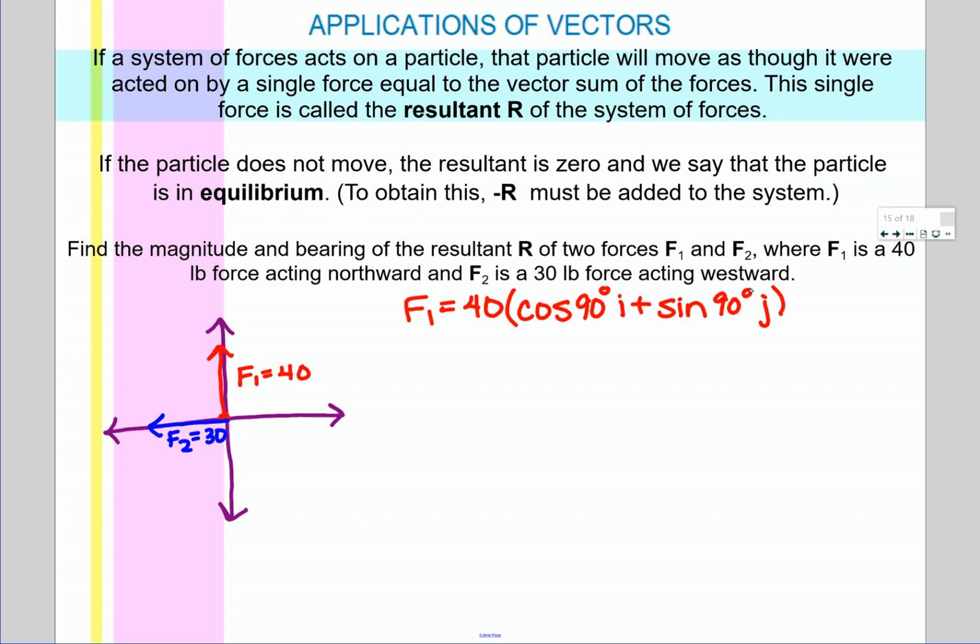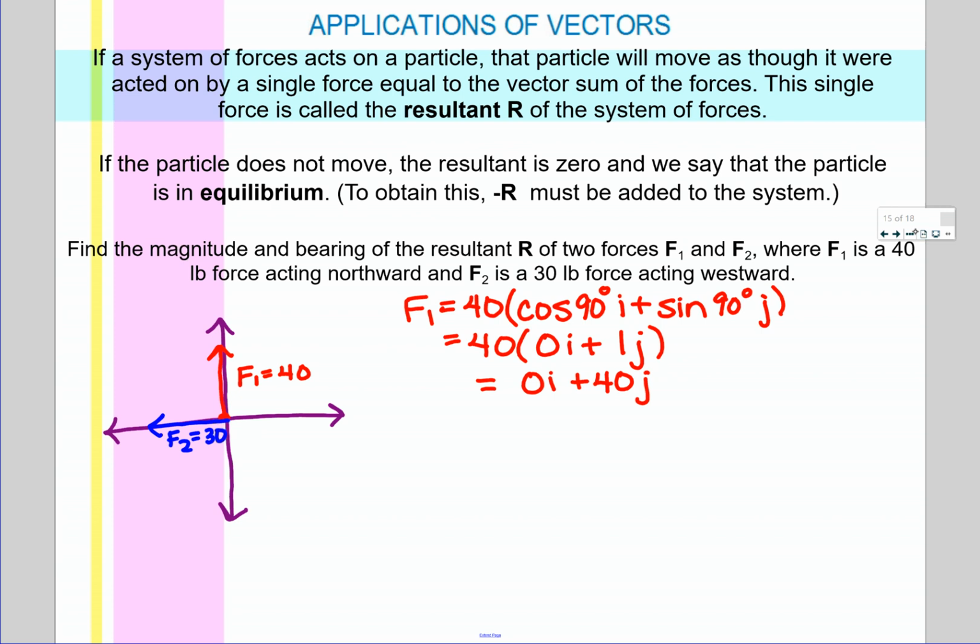What is the cosine of 90? Zero. And what is the sine of 90? 1. If I distribute the 40 through, my final answer is going to be 0i plus 40j, which kind of makes sense with the picture. Remember, j is the vertical vector, and there's 40 of them stacked on top of each other when I have a vertical vector that's 40 in length.